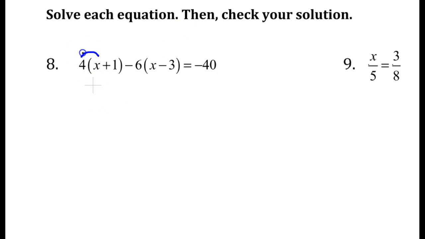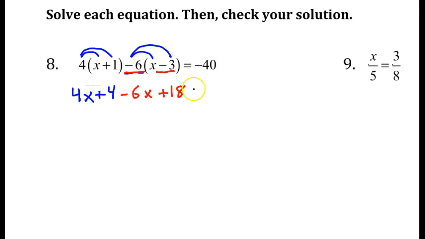So let's start off by distributing on both of them. Careful that you see the number here is -6. So I'm going to multiply by -6 on both of these. So I have 4 times x is 4x. 4 times 1 is 4. Right? -6 times x is -6x. -6 times -3 is +18. That's the most common mistake on these problems. Make sure you include the negative. And bring down the -40.